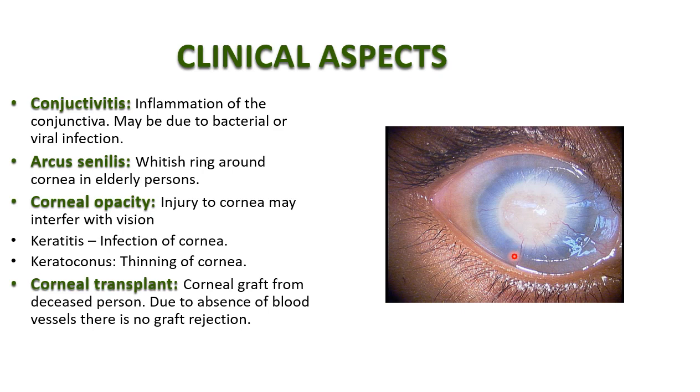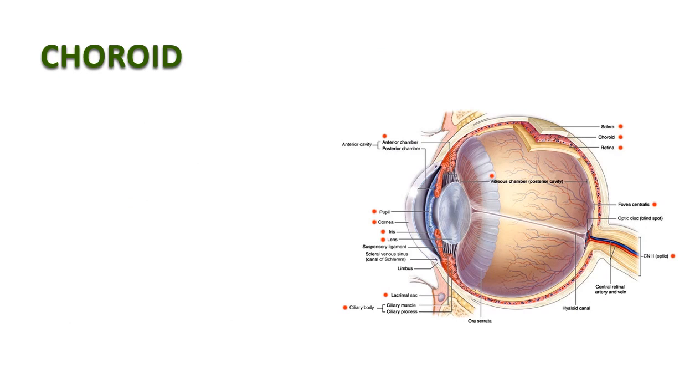Corneal transplant is a graft from a deceased person. What do we call it? Eye donation. In eye donation, the cornea from the deceased person is transplanted to the affected recipient, and it has very good results, because there is no rejection of the graft due to the absence of blood vessels. All these blood vessels which you are able to see are actually in the conjunctiva, not the cornea. Anterior to the cornea you have the conjunctiva, and in the conjunctiva you can see the blood vessels.